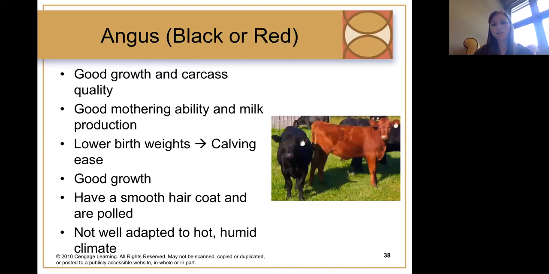Because they are a British breed, they have lower birth weights, and lower birth weights means you're going to have better calving ease. Good growth, like I said. They have a smooth hair coat and are polled, which just means that they don't have horns. And they're not very well adapted to hot, humid climates because, remember, we talked about Bos indicus versus Bos taurus, and they're Bos taurus, so they're not going to do very well in the tropical climate.